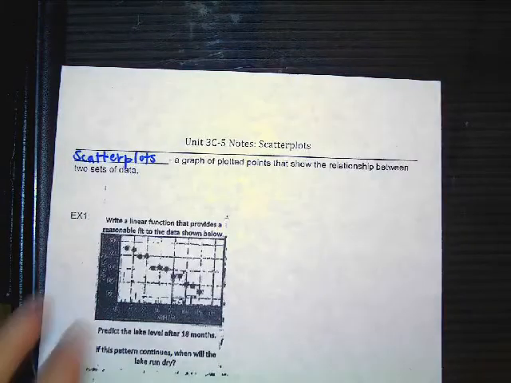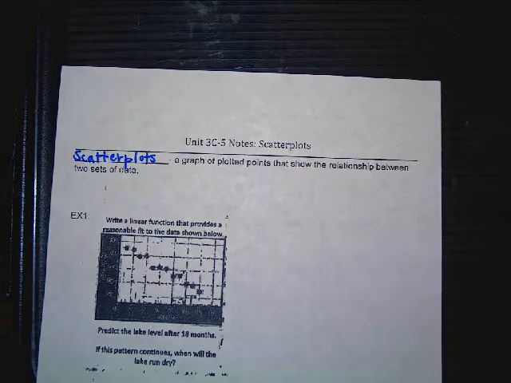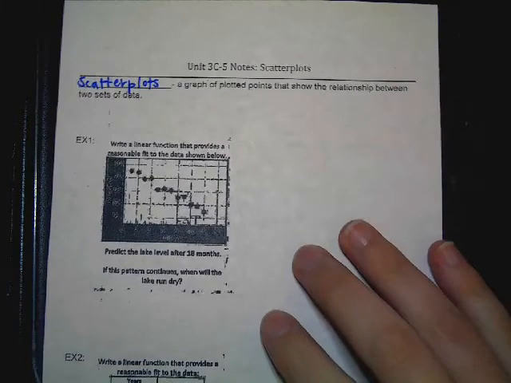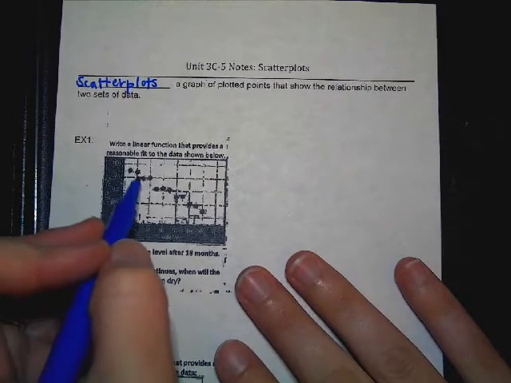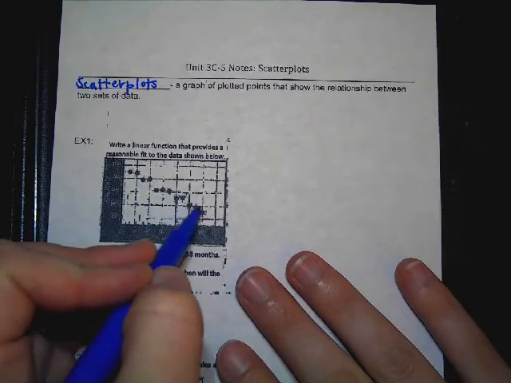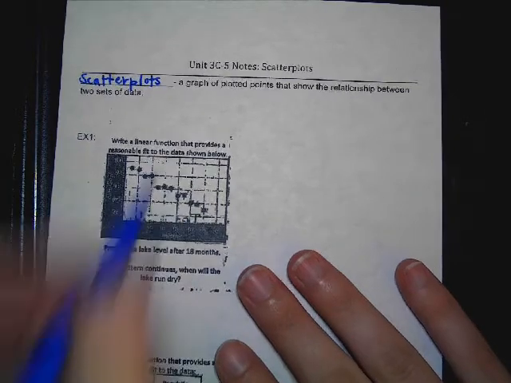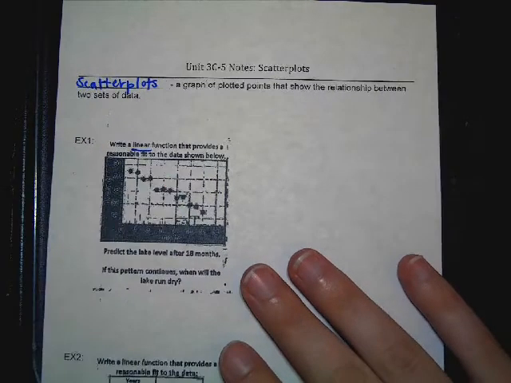Scatterplots, a graph of plotted points that show the relationship between two sets of data. It says write a linear function that provides a reasonable fit to the data shown below. Okay, so linear means what? A straight line, correct? If I were to connect the dots with the line, would that be a straight line? No. So I want linear, a straight line.